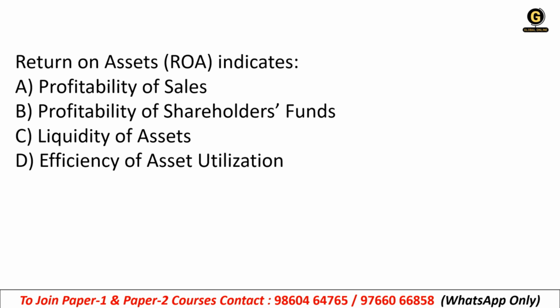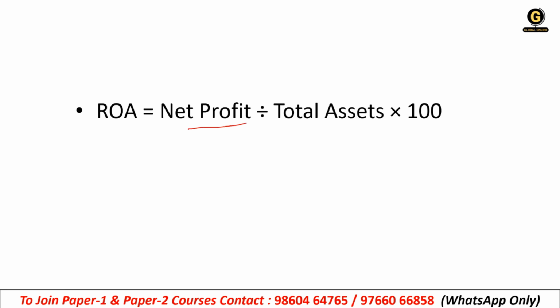Return on assets indicates profitability of sales, profitability of shareholders' fund, liquidity of assets, or efficiency of assets utilization. We calculate return on assets to know the efficiency of asset utilization. When a company has assets, how efficiently is the company using those assets to generate profit? We need to understand whether these assets are useful or not. So return on assets is equal to net profit divided by total assets into 100. Then we have ROA. Remember this formula.